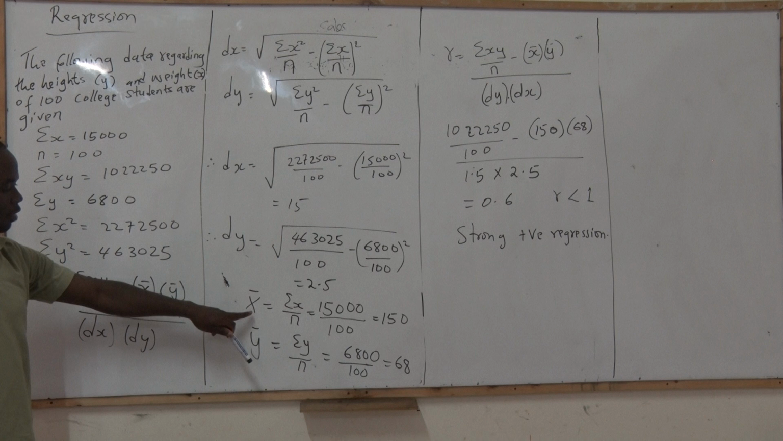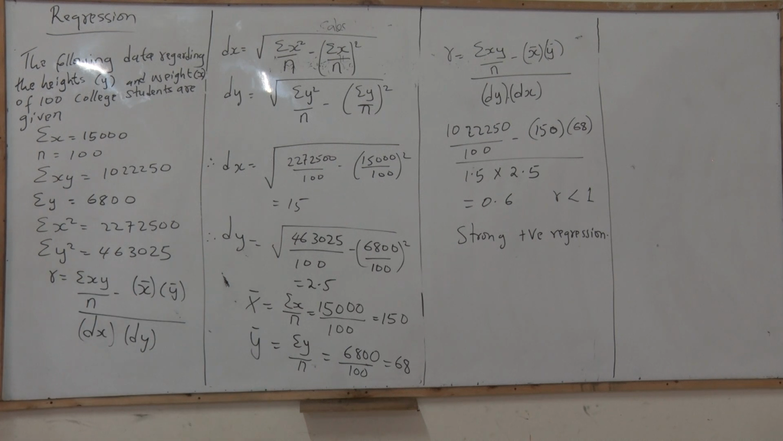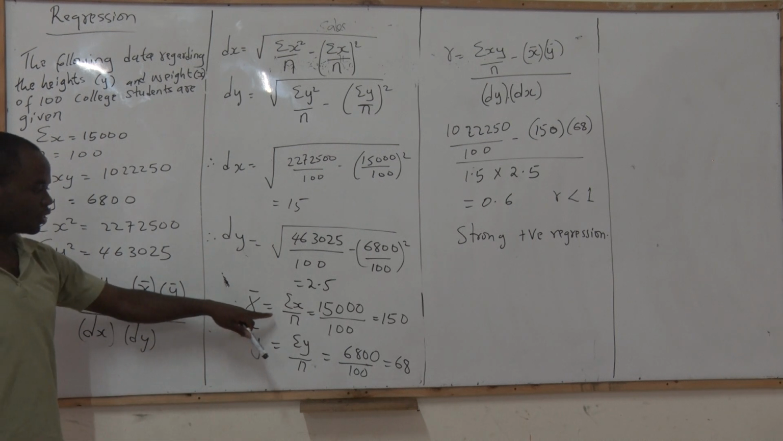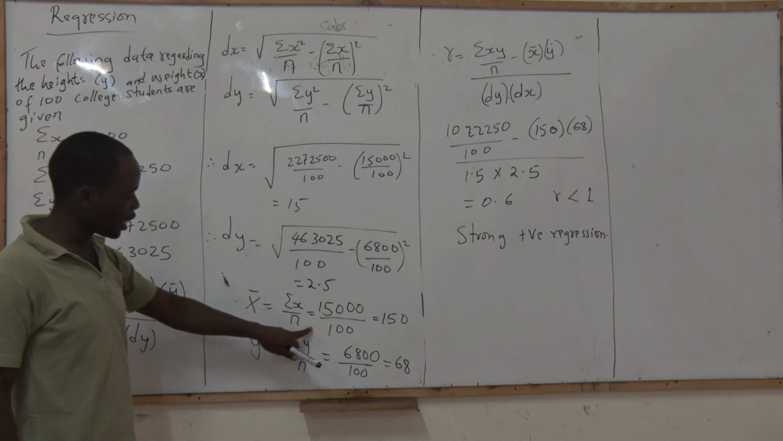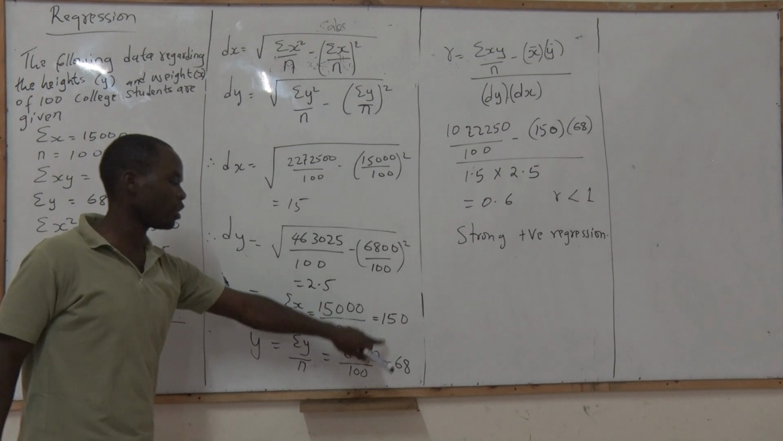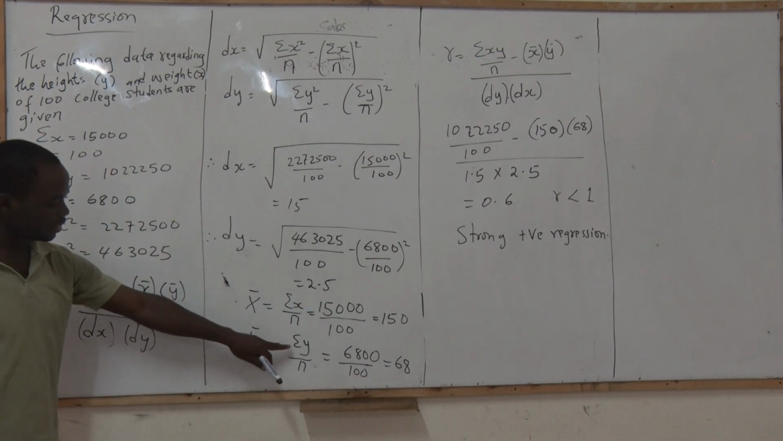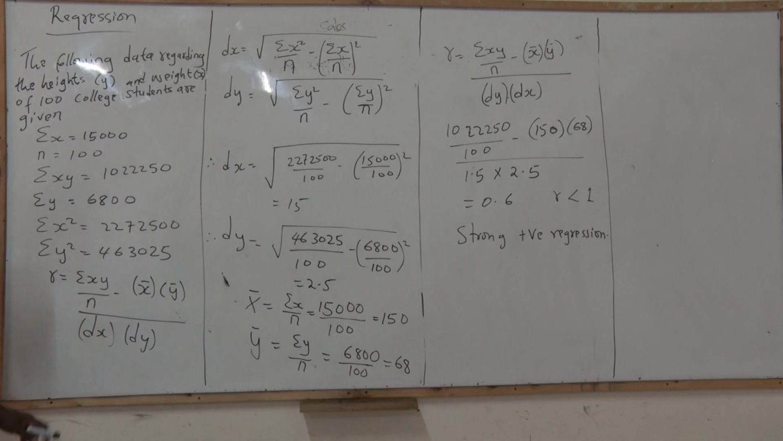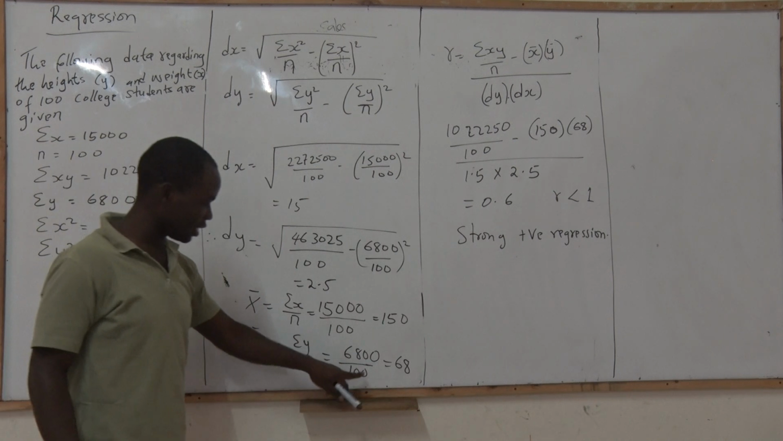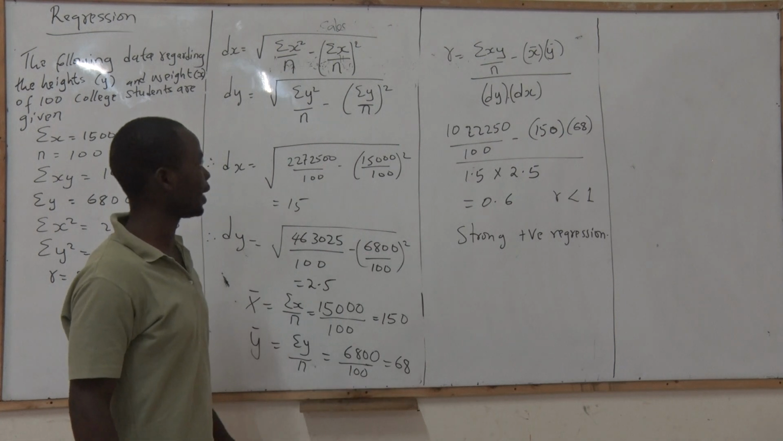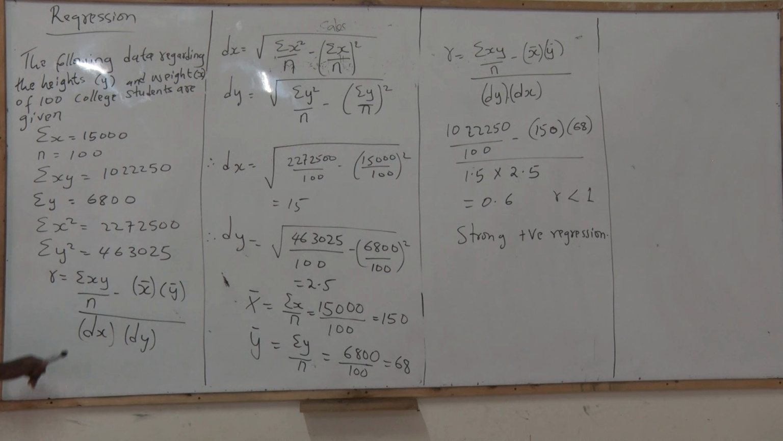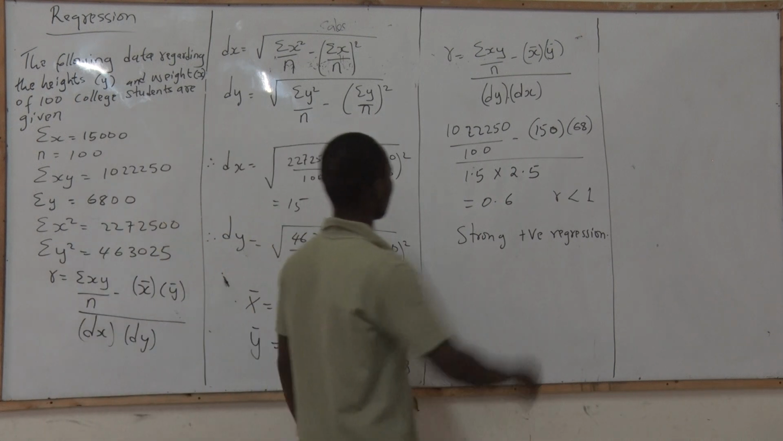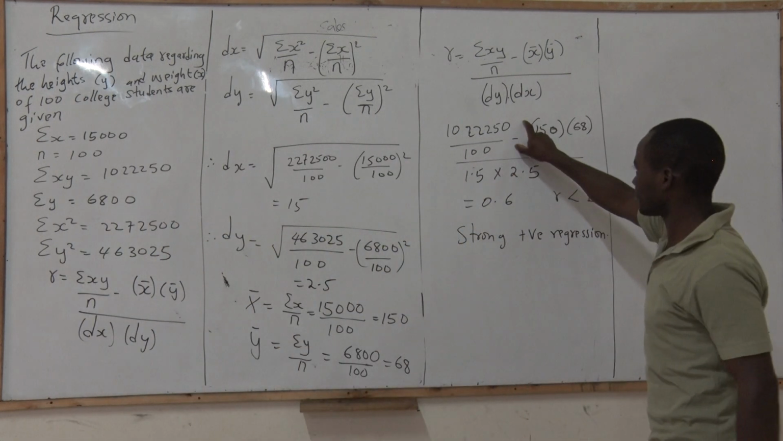Then to calculate the x bar, or the mean of the x data set, we get it by the sum of the x divided by the total number of the sample, which is 100. That gives us 150. And y bar is the sum of y divided by n, which is 6,800 divided by 100, giving us 68. Then we have all the parameters needed to solve for r in this given formula, and therefore we just need to key in the figures.